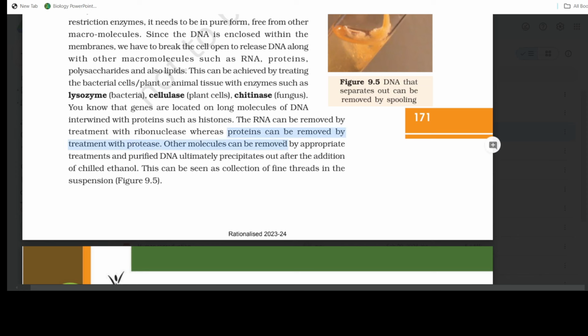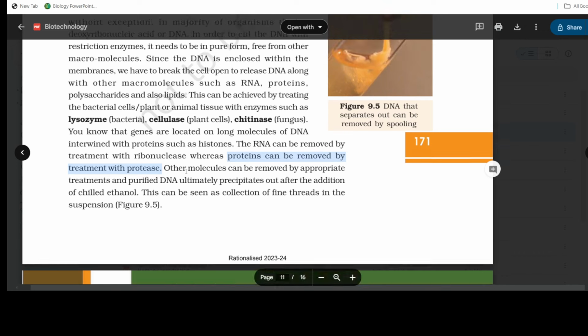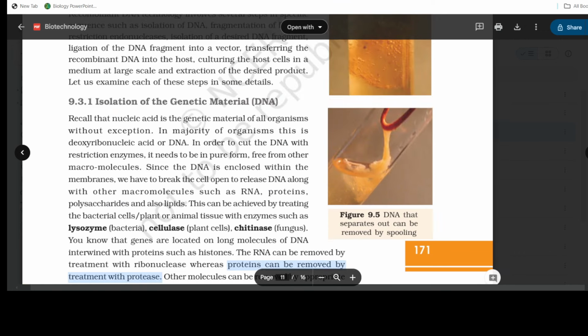Proteins can be removed by protease. So to remove each material or each compound, we have to use those specific enzymes. To remove proteins, we use protease. Where do we do this? To isolate the genetic material or the DNA.